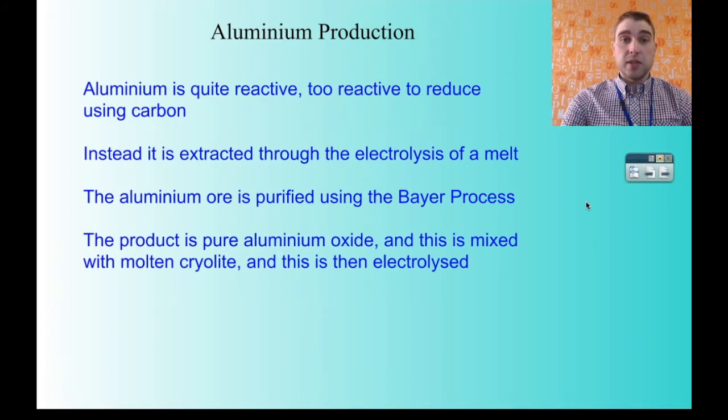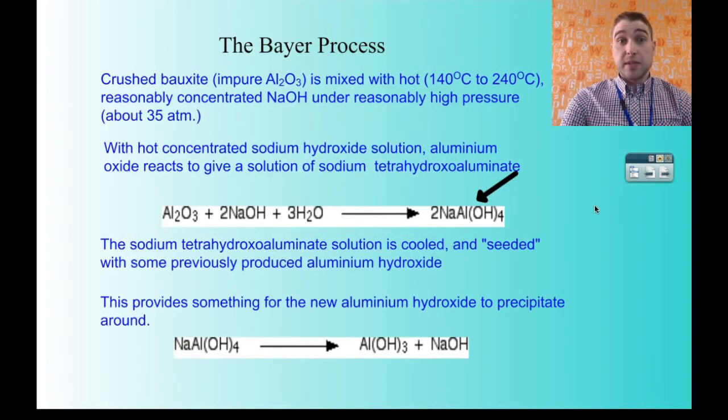So the ore is first purified using what's known as the Bayer process, and then from that the aluminium oxide produced is electrolyzed with cryolite, and that's how you produce your aluminium. So we'll just briefly go through this process. In the Bayer process, bauxite, which is the ore for aluminium, is impure aluminium oxide. It's mixed with hot and concentrated sodium hydroxide under high pressure, and that produces sodium tetrahydroxoaluminate over here.